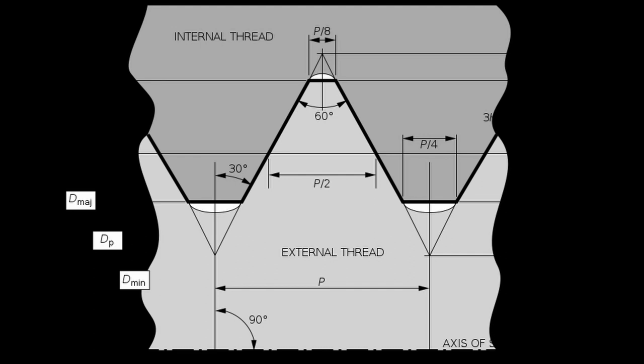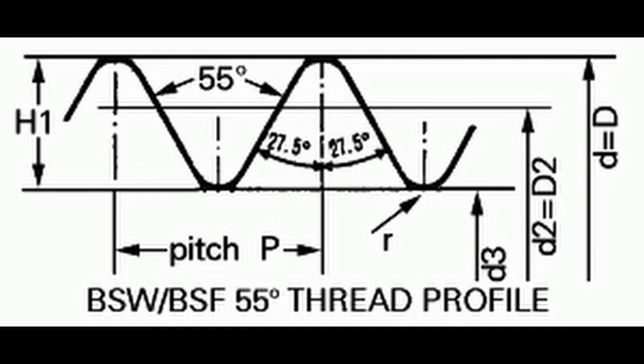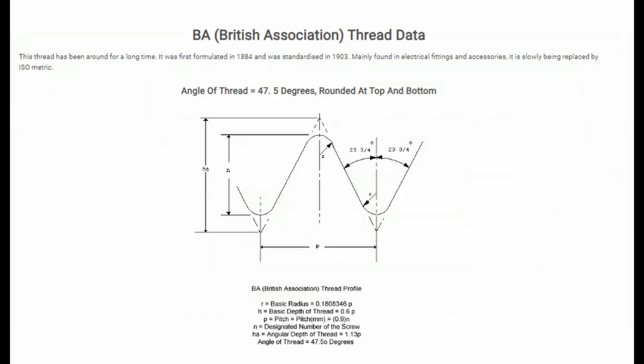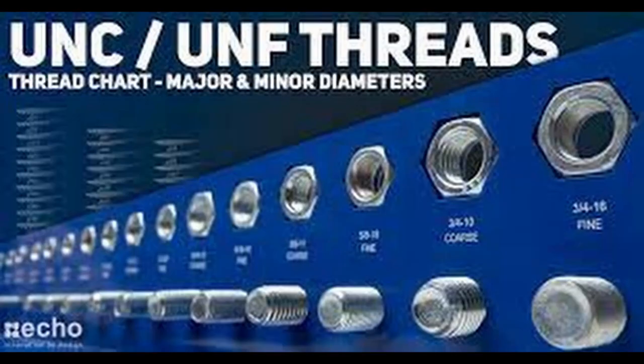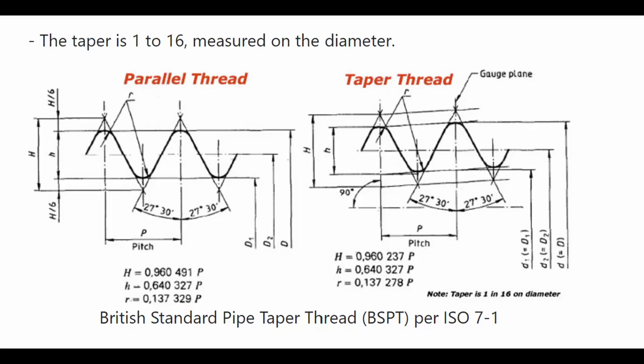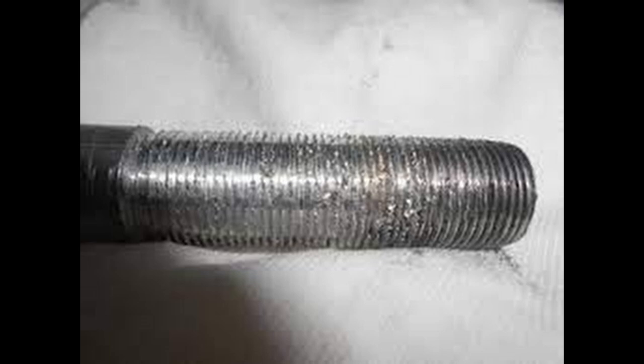And V threads roughly comprise isometric, isofine, metric conduit, BSW, BSF, BA, BS conduit, brass, UNC, UNF, BSP, BSPT, NPSF, NPTF, and the thread I made in the machine shop.